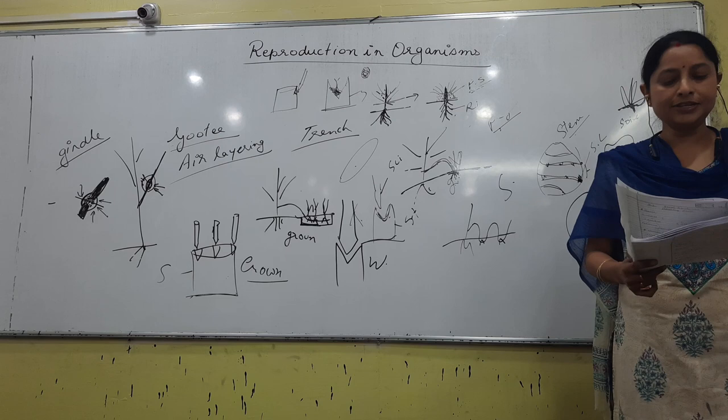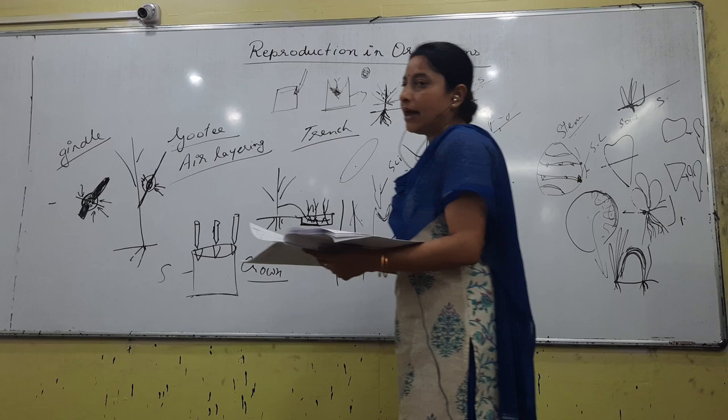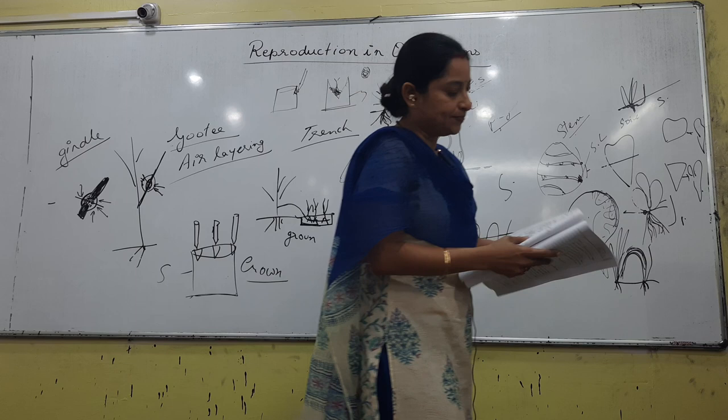Next is cell division during gamete formation. We know cell division. If it is a haploid parent, it will form gametes with the help of mitosis. If it is a diploid parent, it will form gametes by the process of meiosis.